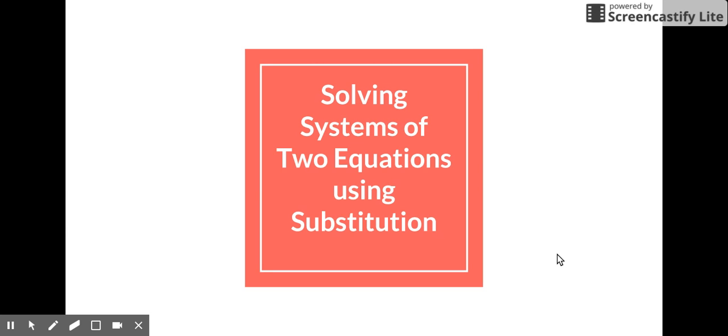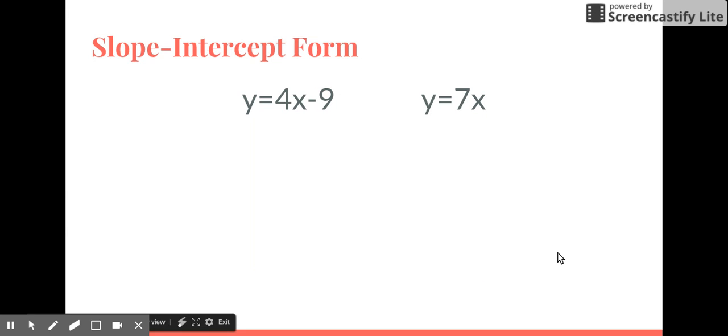Solving systems of equations using substitution. The two equations we're going to work with today are in slope-intercept form. They are in the form of y equals mx plus b. Our first equation is y equals 4x minus 9, and then we've got y equals 7x.